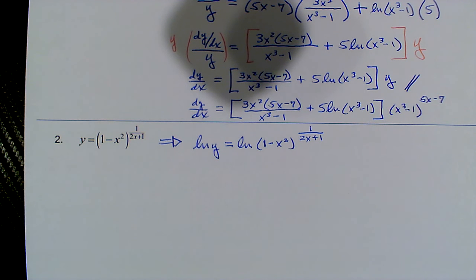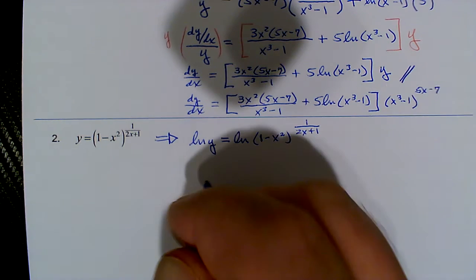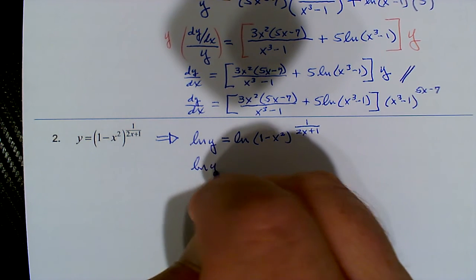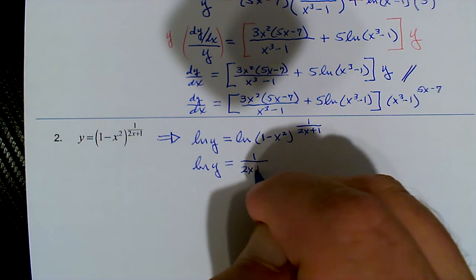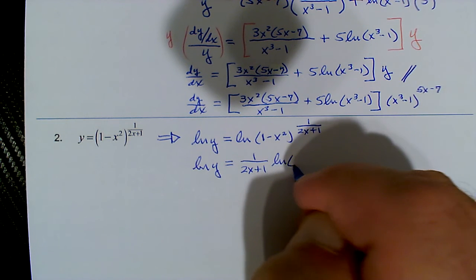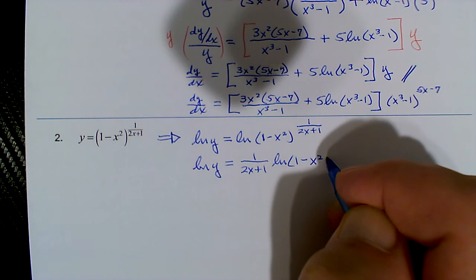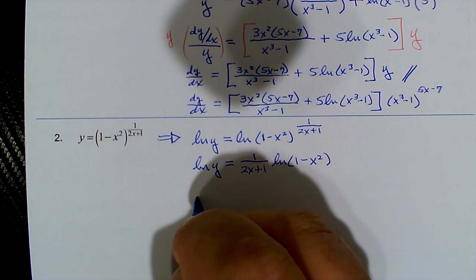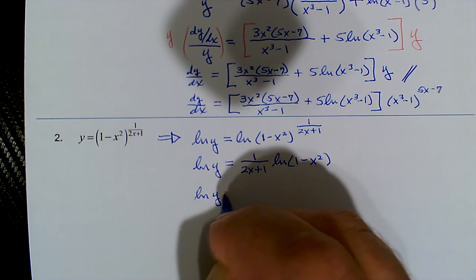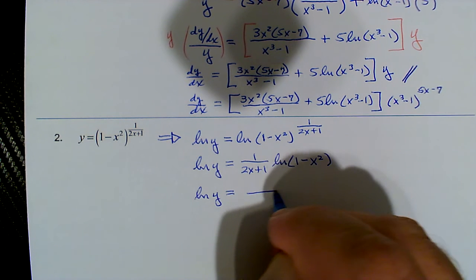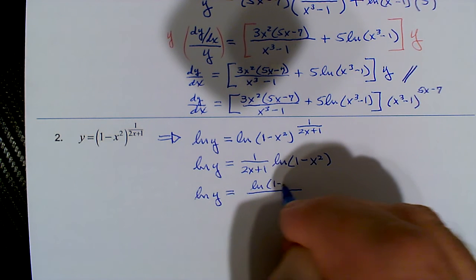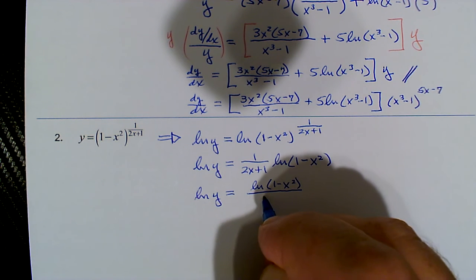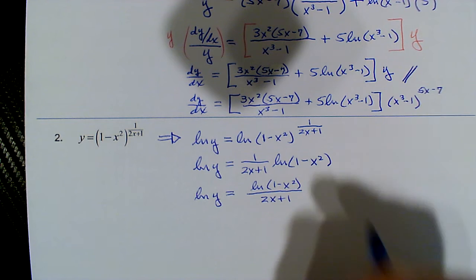And then, once again, to get rid of the exponent, we'll use our algebraic log property, that is, bring the exponent out in front. So 1 over 2x plus 1 times the natural log of that quantity, 1 minus x squared. And I think what I'm going to do here is express the right-hand side as a quotient. So I'm going to have natural log of 1 minus x squared over the quantity 2x plus 1.